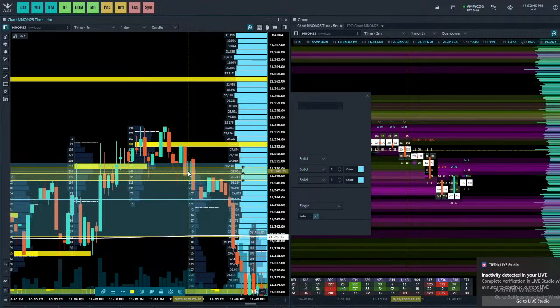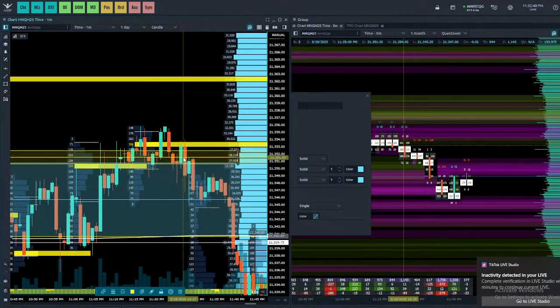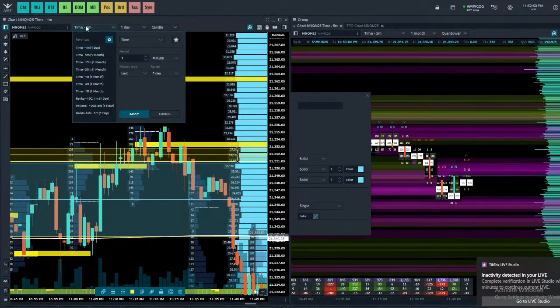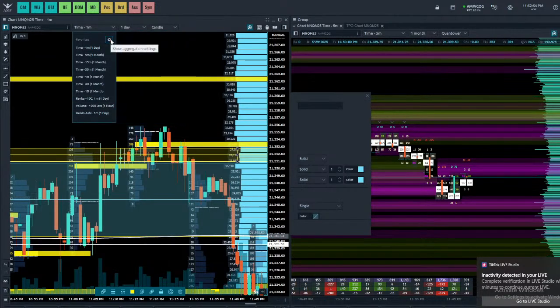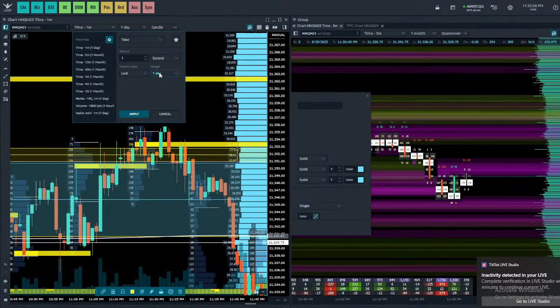Scale smaller time frame for better accuracy. Let's see. Yeah, I can see where it rejects. I can see the reject.